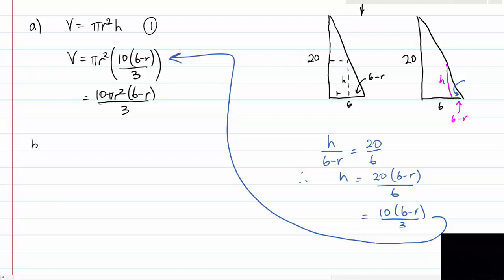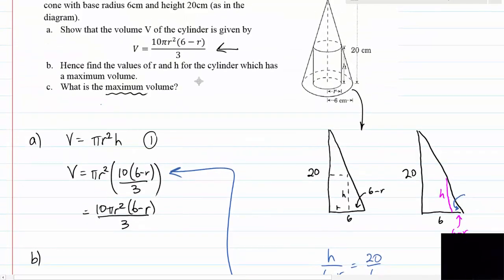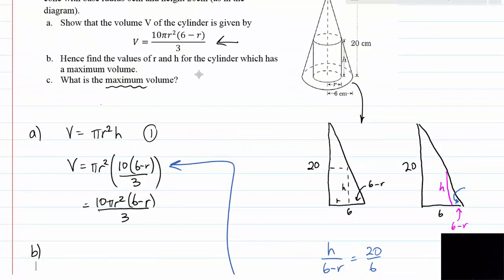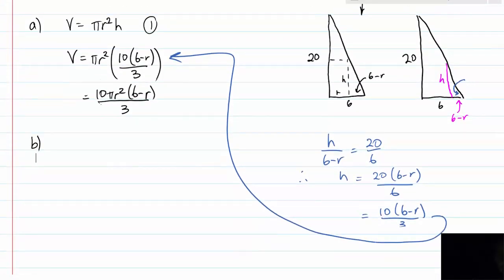Going on to part B, I'll just check the question. Hence find the values of r and h for the cylinder which has a maximum volume. So I need to maximize the volume first of all. Let me just expand this out first. And I get 10 pi r squared times 6. Actually, I'll change that to 20 pi r squared because the 6 will cancel with that 3 quite nicely.